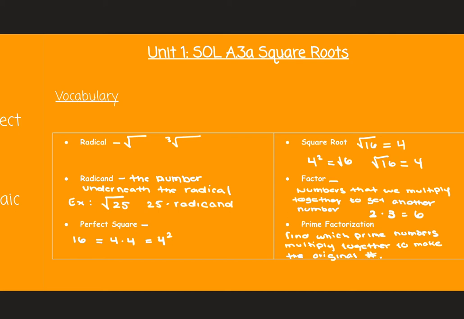So for example, if we look at 12, I'll write it up here. I know that I can multiply 2 and 6. Then I know that I can multiply 2 and 3 to get 6. 2 and 3 are prime numbers. So therefore we can see here that 3 is a prime number, 2 is a prime number, and 2 is a prime number. So we've broken that down into our prime factorization. So 2 times 2 times 3 gives us 12.